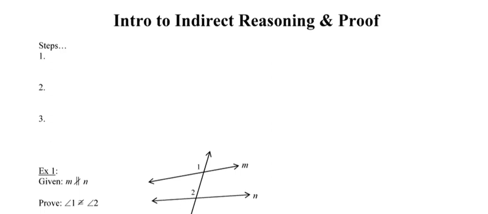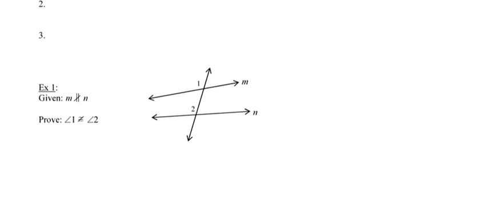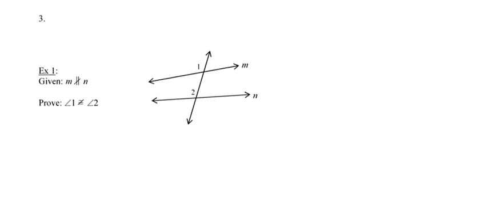In this video, you'll be introduced to the idea of indirect proof. Before we get into how to write one, let's talk a little bit about when we might want to write one. The indirect proof is used most commonly, most frequently, to prove that something is not true. For instance, if we jump right down into example 1, what we're trying to prove here is that angle 1 is not congruent to angle 2.